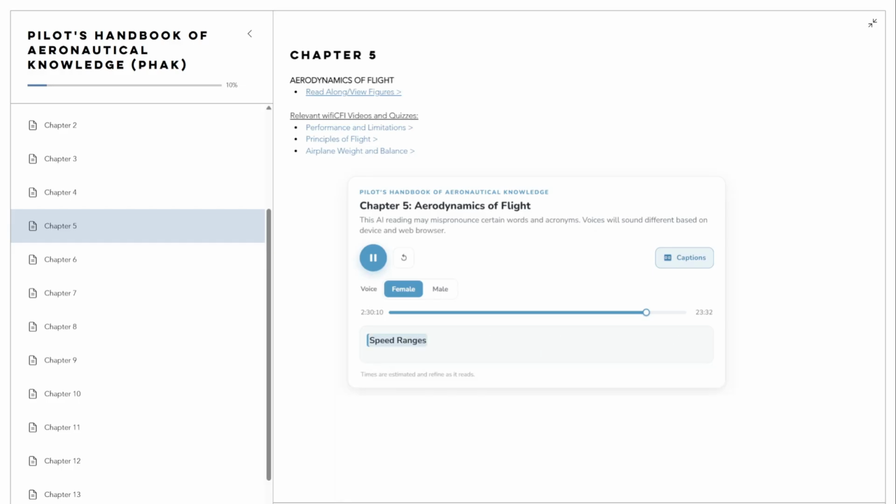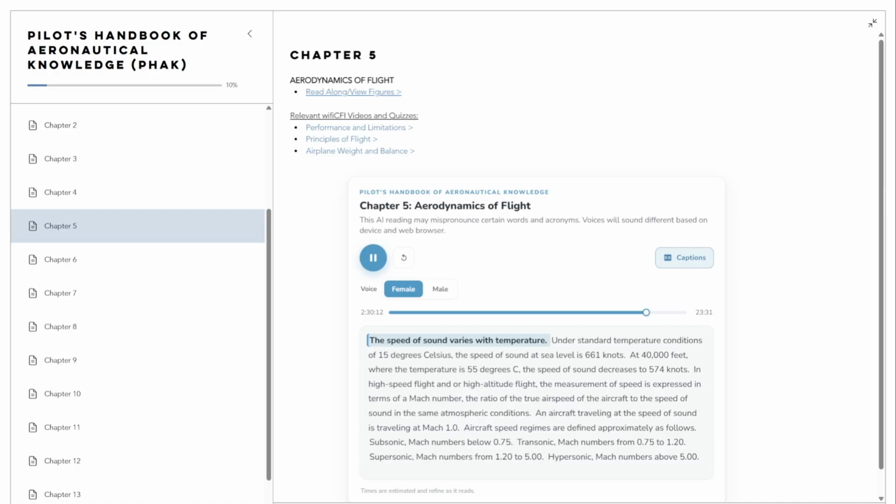Speed ranges. The speed of sound varies with temperature. Under standard temperature conditions of 15 degrees Celsius, the speed of sound at sea level is 661 knots. At 40,000 feet, where the temperature is -55 degrees Celsius, the speed of sound decreases to 574 knots.